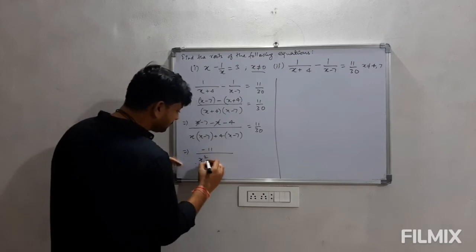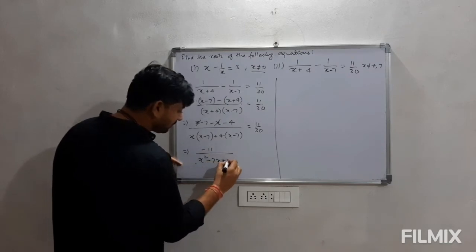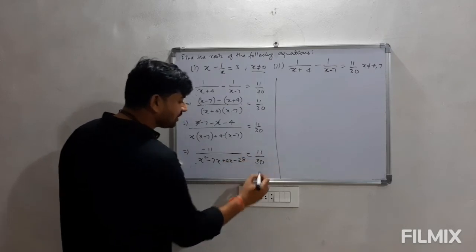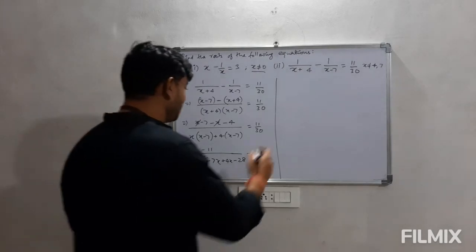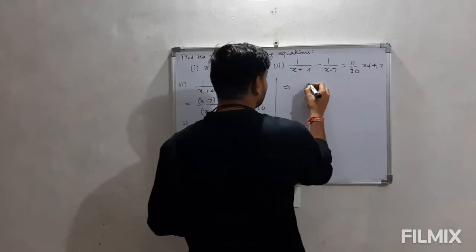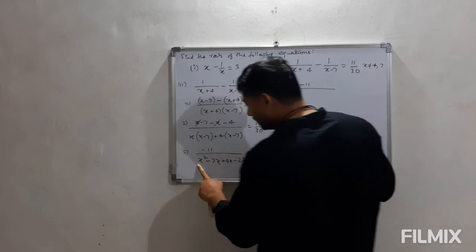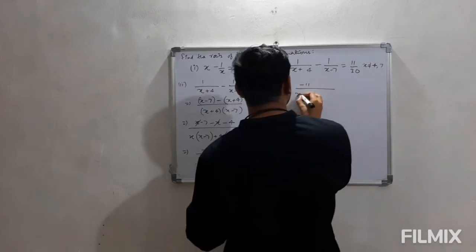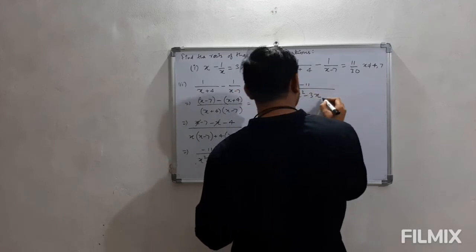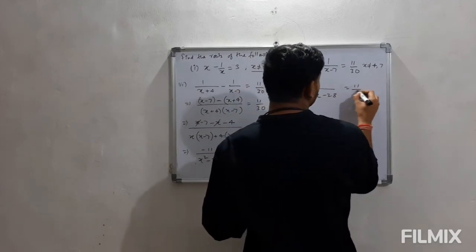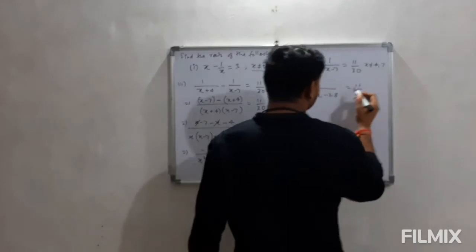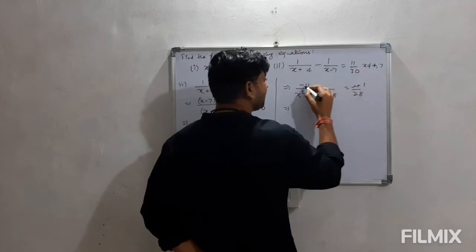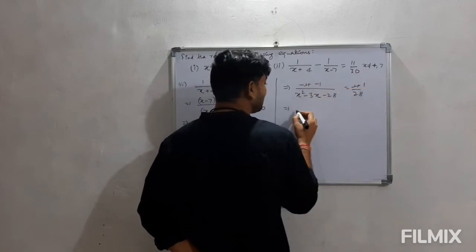Multiplying here, x square minus 7x plus 4x minus 28 is equal to 11 upon 30. This is what we are getting from here. If we further simplify, we are getting minus 11 upon x square minus 3x minus 28 is equal to 11 upon 30. Now see, this is 11 here and this is minus 11, so we can divide it by 11. So we will be getting plus 1 and minus 1.